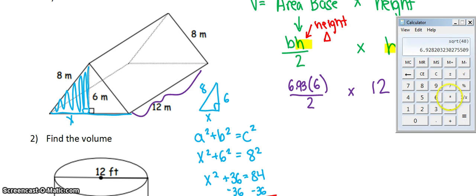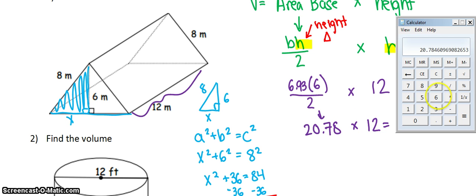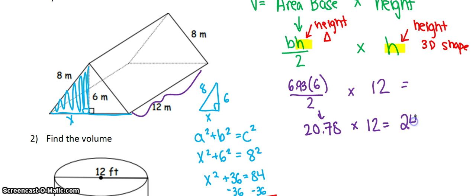Okay, so just plugging that in my calculator, this is the area of just the triangle. It would be about 20.78. Okay, if I simplify this, multiply that by 12, and you'll get the volume of the whole shape. So it's about 249.42. We'll round that up. 249.42. And I should say that's approximately because I've rounded.